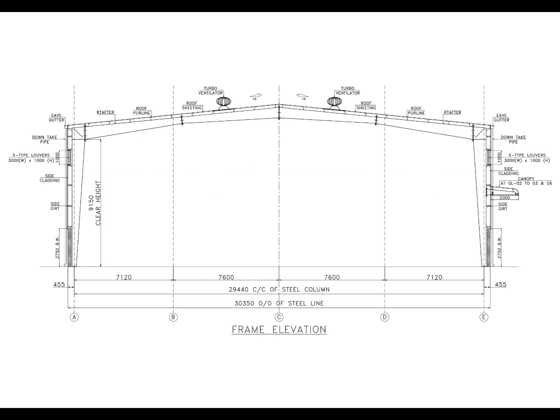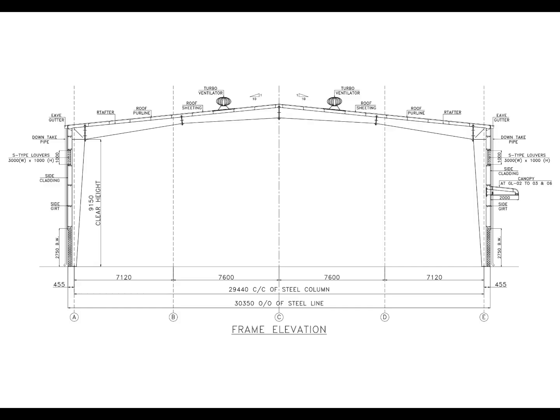This is the frame elevation of the same type of PEB structure. A frame elevation is especially useful because it helps us understand the relationship between the main structural frame and the secondary members. First, identify the main vertical columns. Then look at the sloping roof members, which form the primary frame. Now look at the horizontal members within the wall zone. These are the girts.